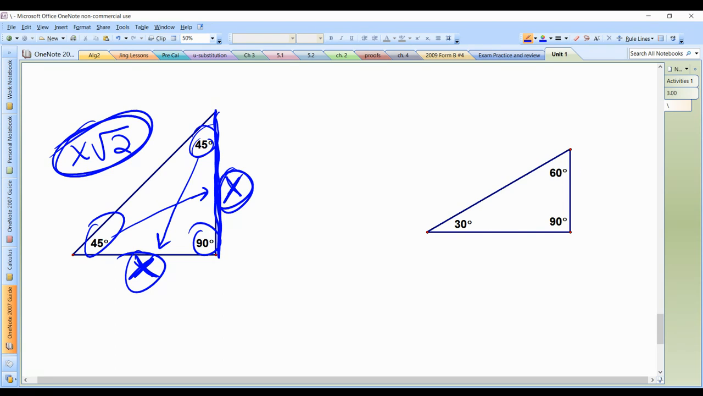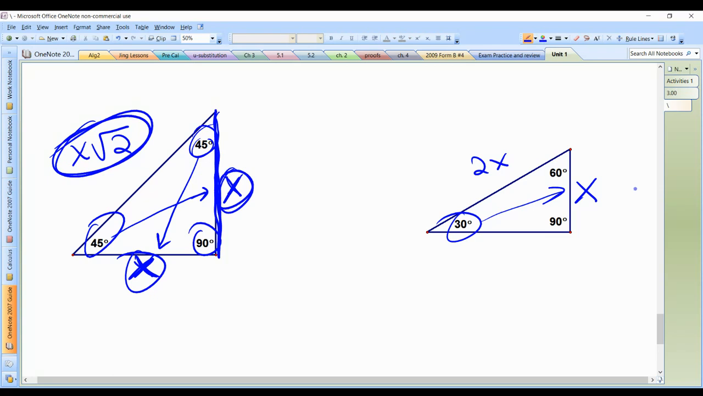In a 30, 60, 90 triangle, they usually describe it this way. The shortest side will be opposite the smallest angle. The smallest angle is 30, so the side opposite that, let's just call that x. Whatever it is, the hypotenuse is going to be twice as big.